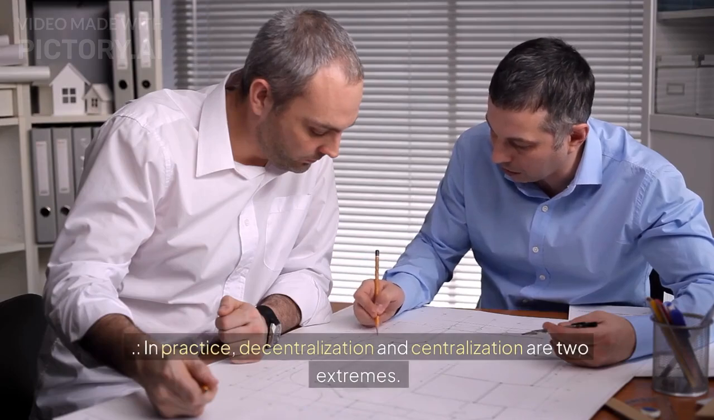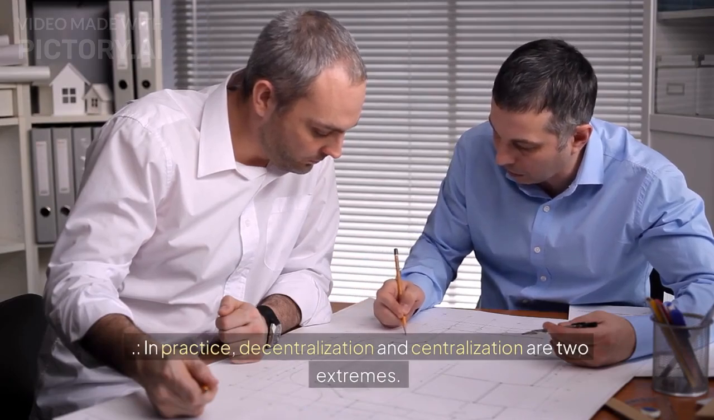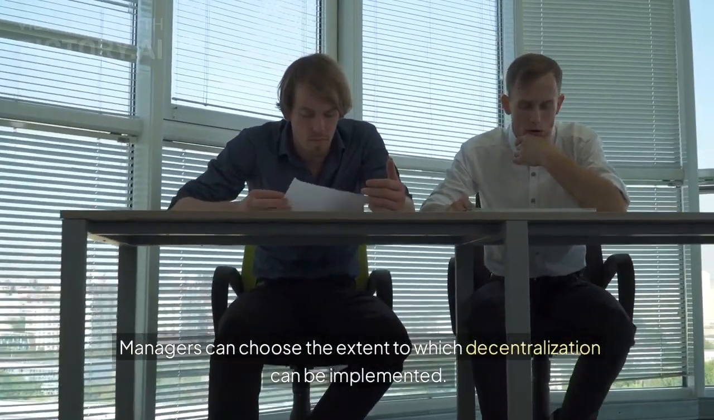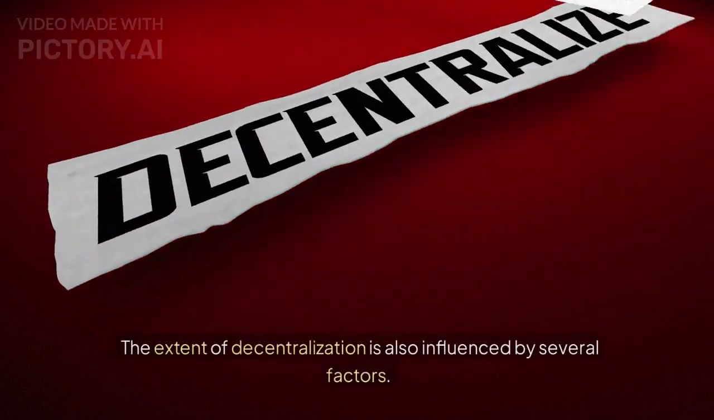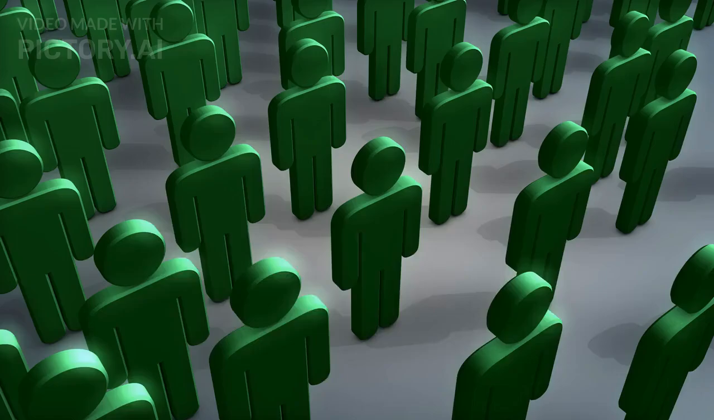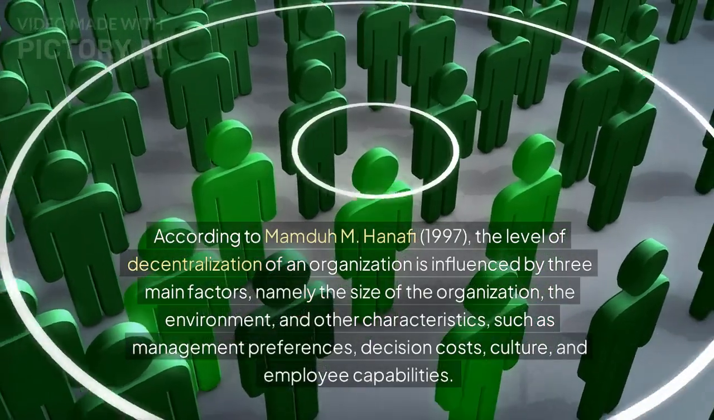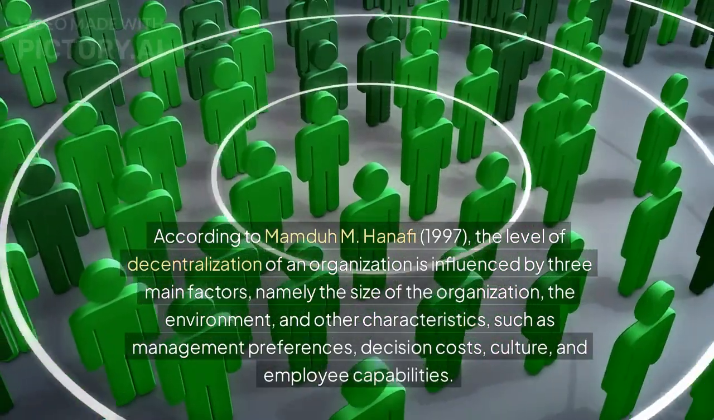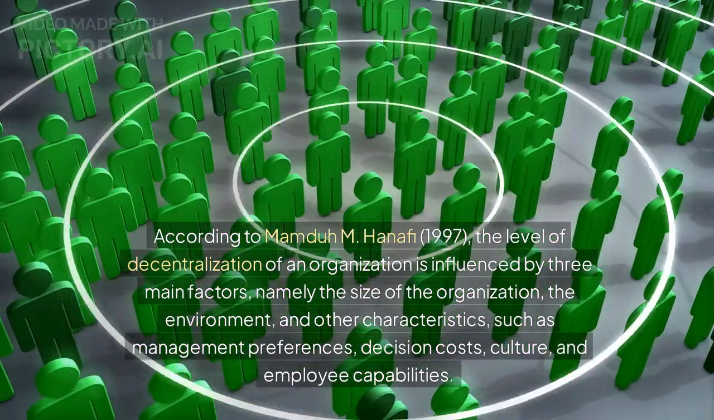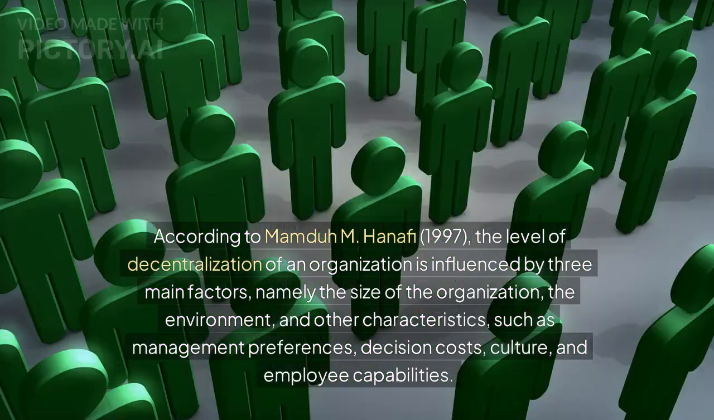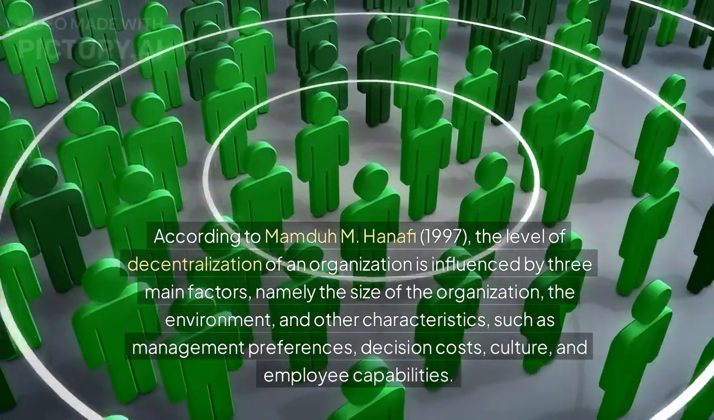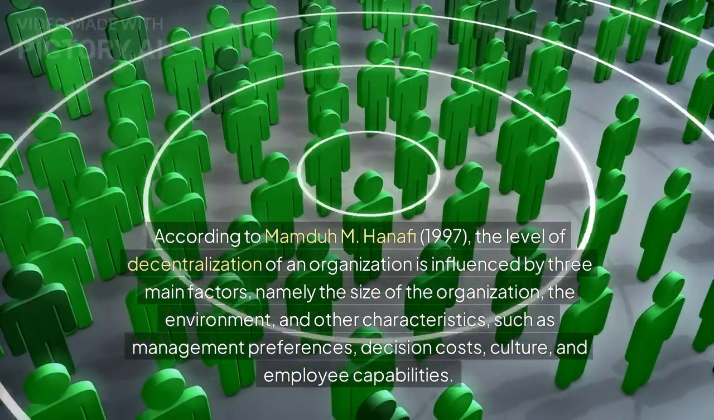In practice, decentralization and centralization are two extremes. Managers can choose the extent to which decentralization can be implemented. The extent of decentralization is also influenced by several factors. According to Mamdouh M. Hanafi, 1997, the level of decentralization of an organization is influenced by three main factors, namely the size of the organization, the environment, and other characteristics, such as management preferences, decision costs, culture, and employee capabilities.